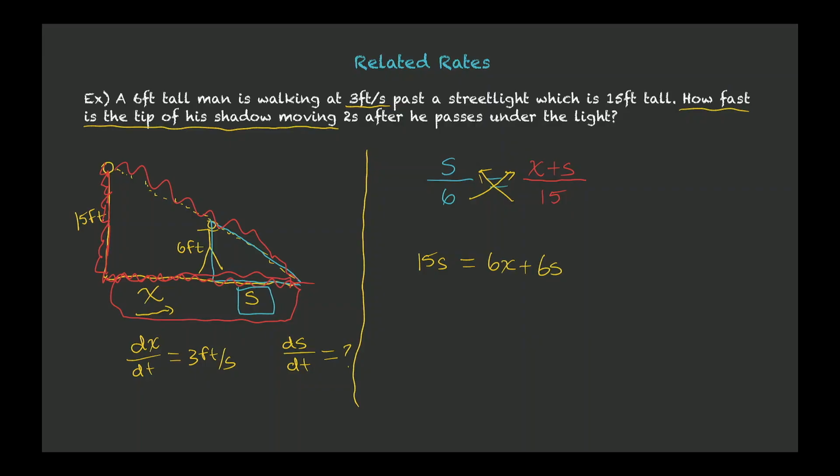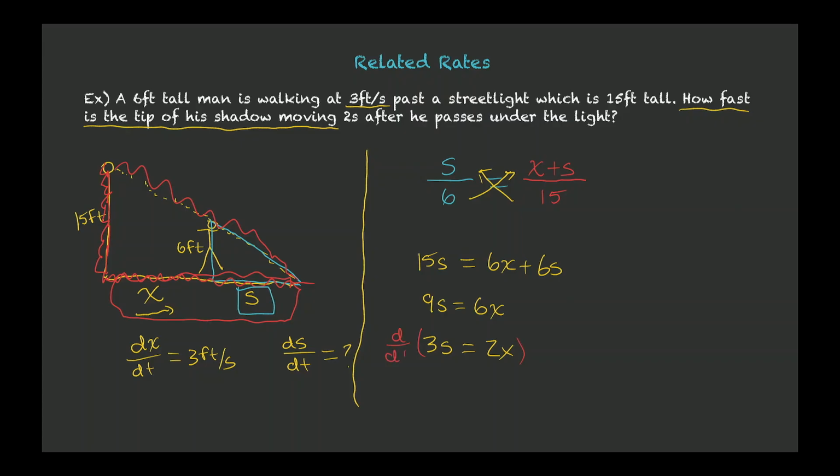And we can even further simplify it by putting all the s's on one side. So subtract 6s gives us 9s is equal to 6x. And if we wanted to, we could divide both sides by 3 in this particular problem. So 3s is equal to 2x. All right, so now that we have an equation relating together the two variables that are changing in this problem, we can take the derivative with respect to t.